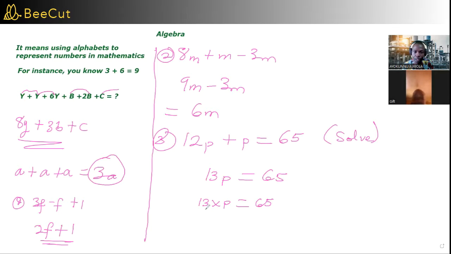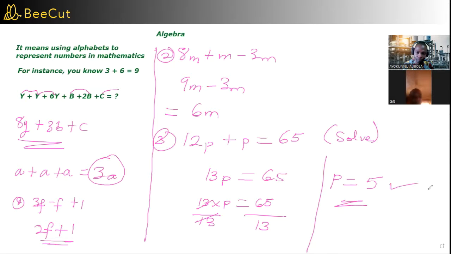Listen, because we want our p to stand alone, you divide both sides by 13. So this is going to be over 13, and this is going to be over 13. So 13 divided by 13 here, I have only p left. So I have p equal to 65 over 13, which is 5. So that is correct. Is that clear? Yes. So let's check it. What is the value of p?